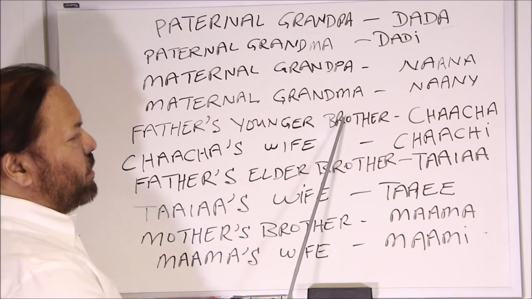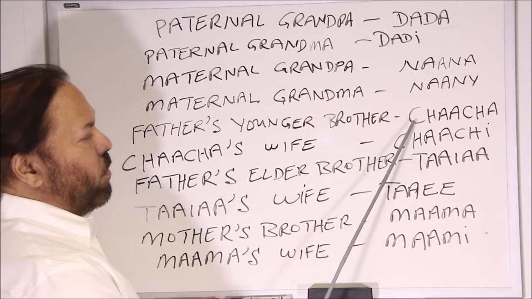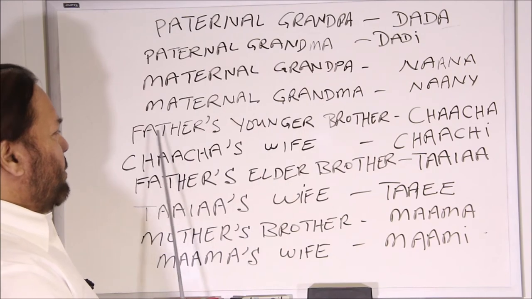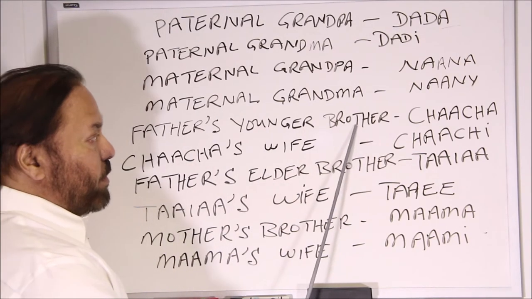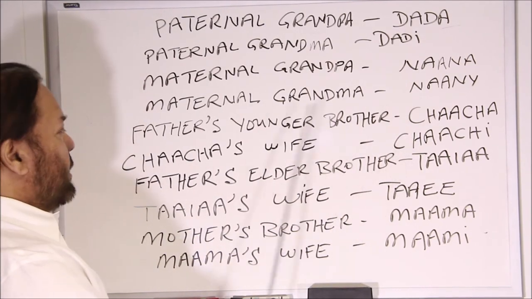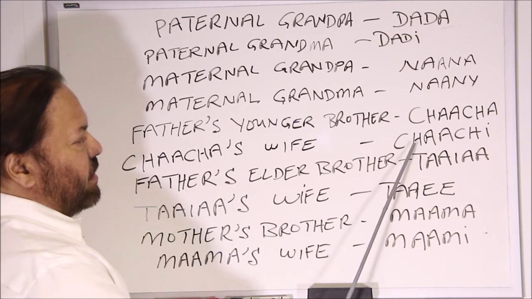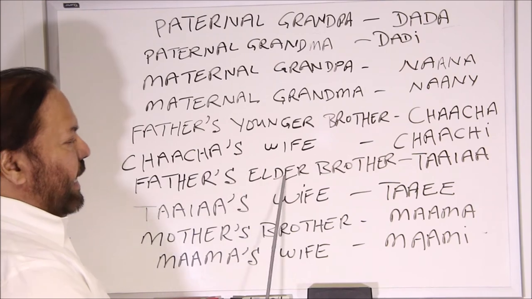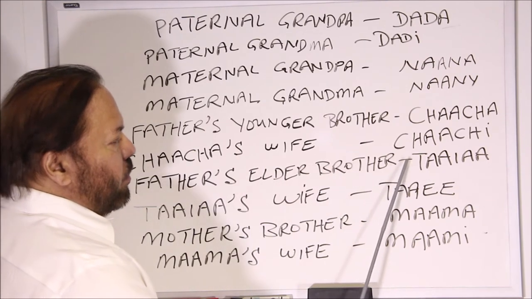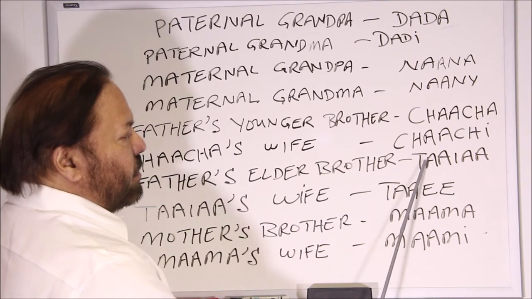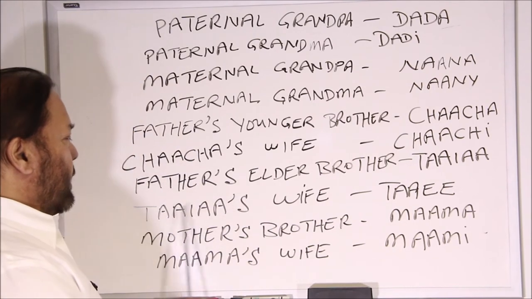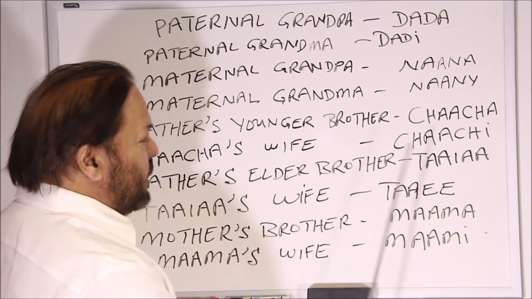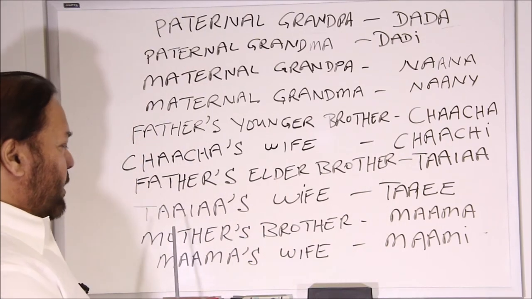Father's younger brother in Punjabi is called chacha. Remember this, father's younger brother, chacha, and chacha's wife is called chachi. Father's elder brother is called in Punjabi taya. Taya's wife is called in Punjabi tai.